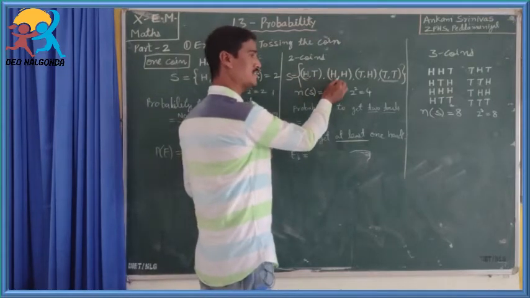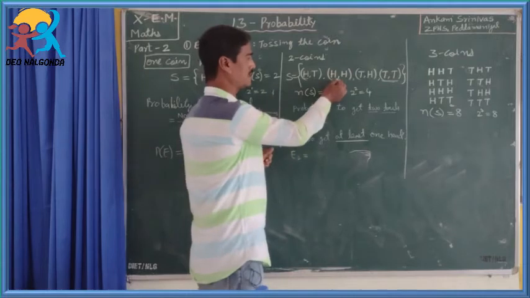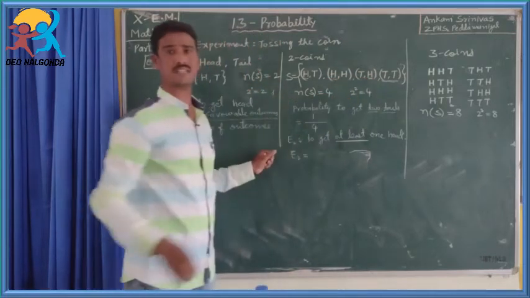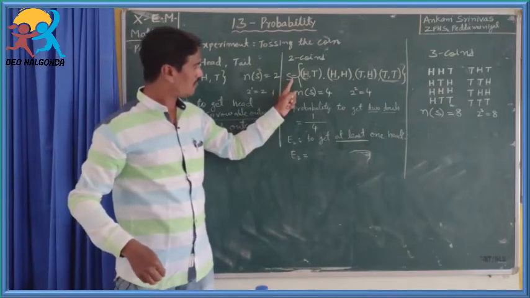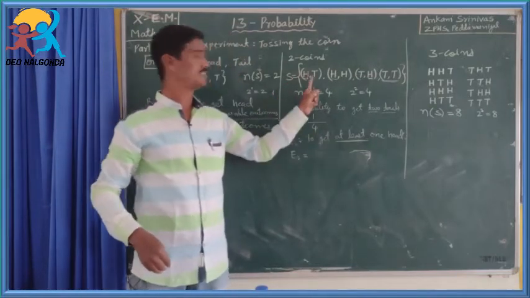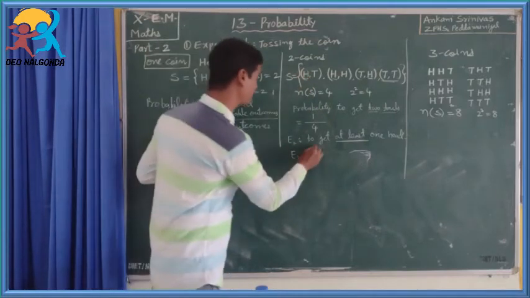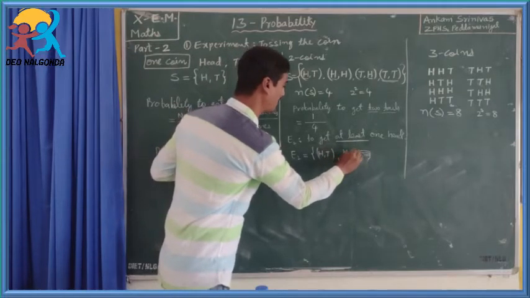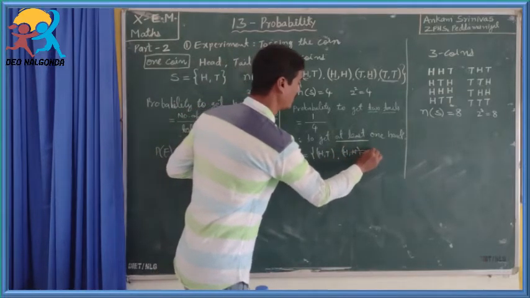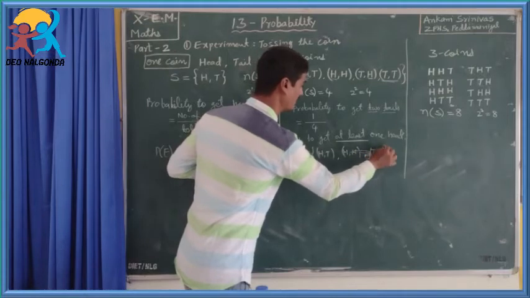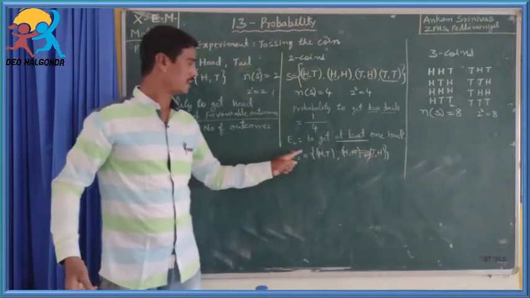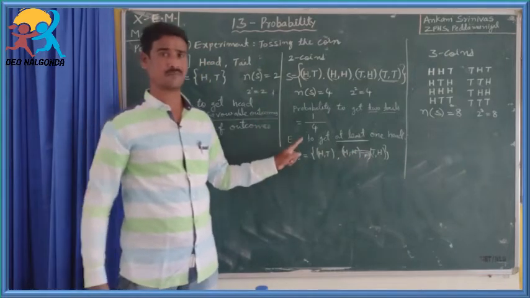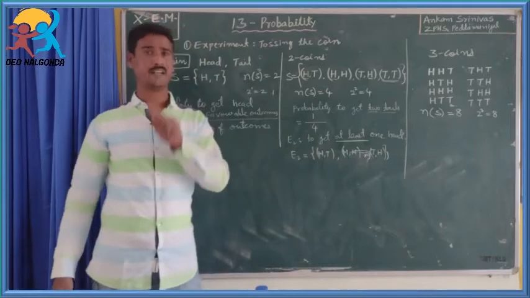Here two heads also, since he is asking for at least one, minimum one. So there exists one head here, and here also one head. How many favorable outcomes? The favorable outcomes for at least one head are 3. What are they? H comma T, H comma H, and T comma H. Clearly, we got 3 favorable outcomes when you toss two coins at a time to get at least one head.